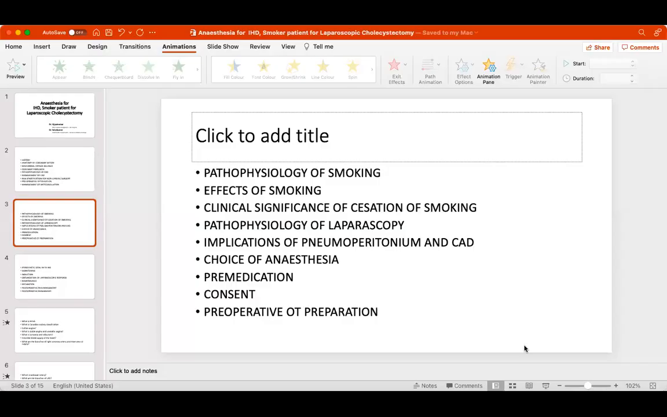And laparoscopy is another important factor where ischemic heart disease will be affected, because of the increased intra-abdominal pressure, and so many physiological changes are there in that.